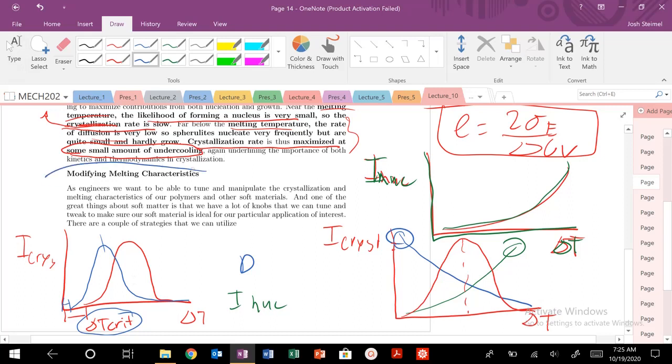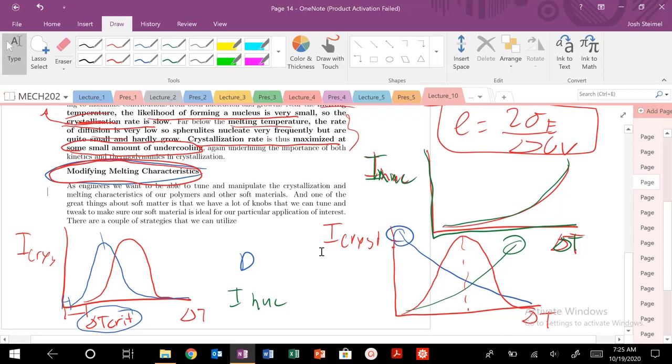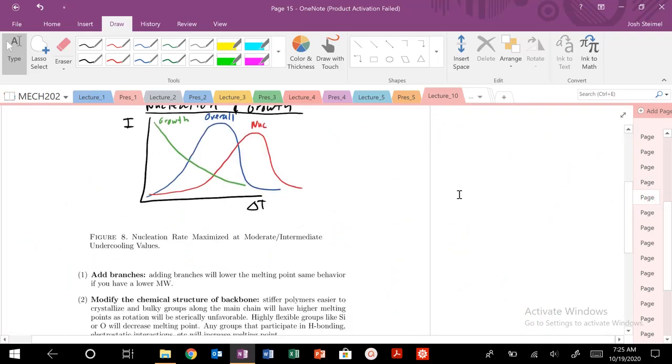So as engineers, how can we use this knowledge to modify our melting characteristics? There are a lot of knobs that we have in order to change either our lamellar thickness or, more importantly, our melting temperature. One option is you could add branches. So what is adding branches going to do to the melting temperature of our polymer? Well, as we discussed in the previous lecture, if you add branches, typically this is going to lower the melting temperature. Same behavior as if you lower the molecular weight. Why? Lower molecular weight, more chain ends. Those are hard to incorporate, and they act as defects, as we saw previously.